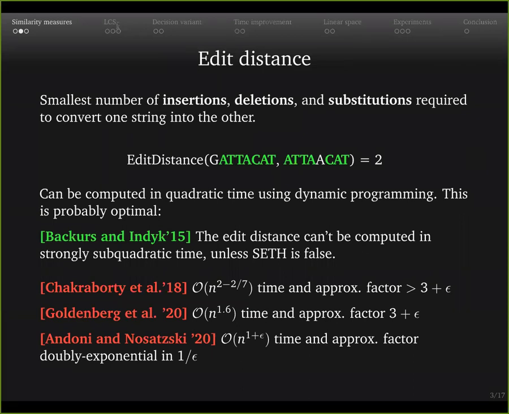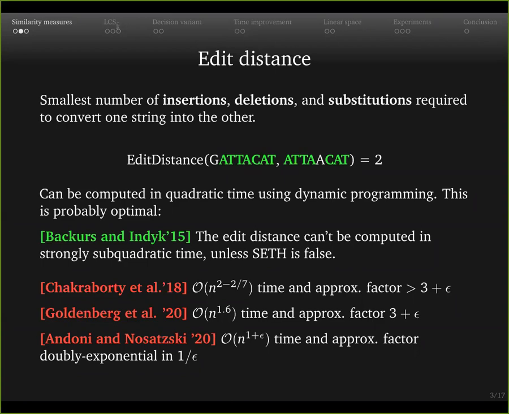The edit distance of katakat to atakat is just, you can remove the G and remove the A in the middle of atakat, and the edit distance is only 2. It can be computed in quadratic time using a very classic dynamic programming, and this is probably optimal because Backurs and Indyk showed in 2015 that the edit distance can't be computed in strongly subquadratic time unless SETH is false. SETH is the strong exponential time hypothesis, which is generally believed to be true and will come up very often in the lower bound results in this talk.